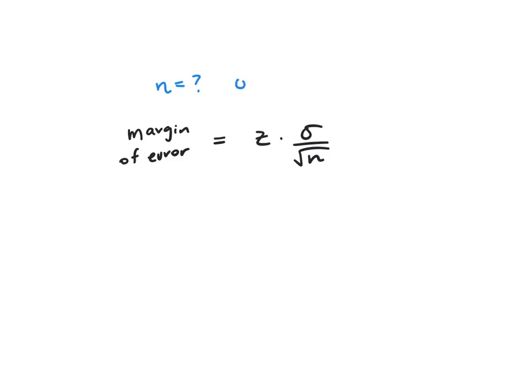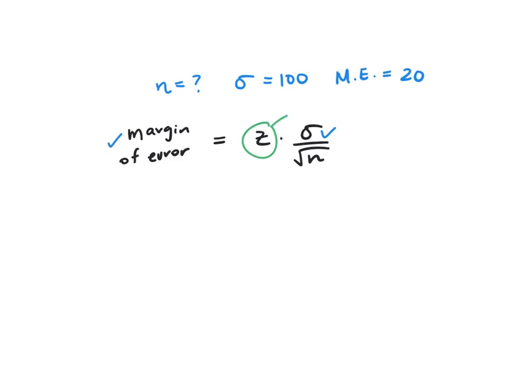Did they give us a standard deviation? Yes, right? Did they give us a margin of error? Yes, that was 20. So I have the margin of error, check. I have the standard deviation, I don't have the sample size. So how do I find z?